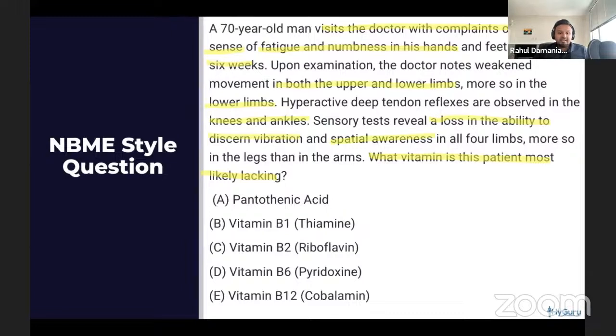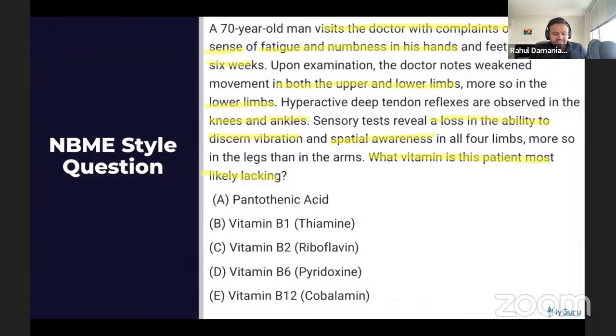A, pantothenic acid, B, thiamine, C, riboflavin, D, pyridoxine, or E, cobalamin? What do you think is the best answer here? Excellent. Let's go ahead and go through this.